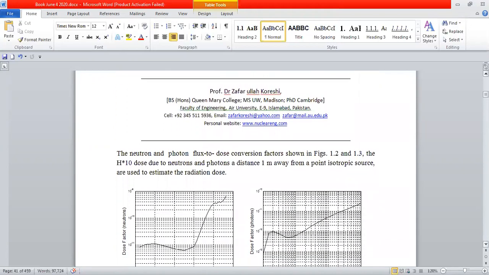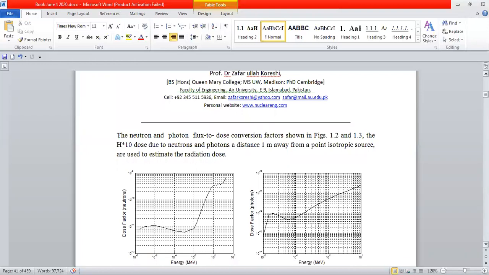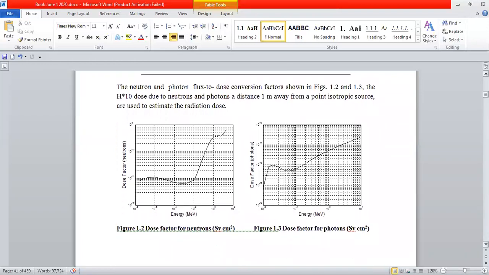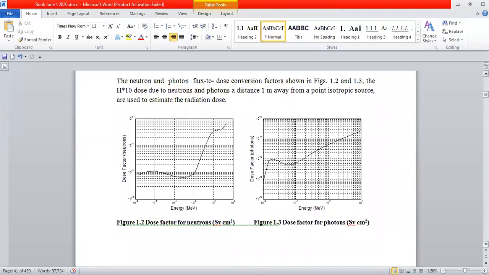Okay, so let's continue. I was talking about flux and how flux converts into dose. So these two figures, figure 1.2 and 1.3, show the dose factors for neutrons and photons in units of sievert centimeter square. On the x-axis, you see energy in MeV. On the y-axis, you see dose factors for neutrons, dose factors for photons.